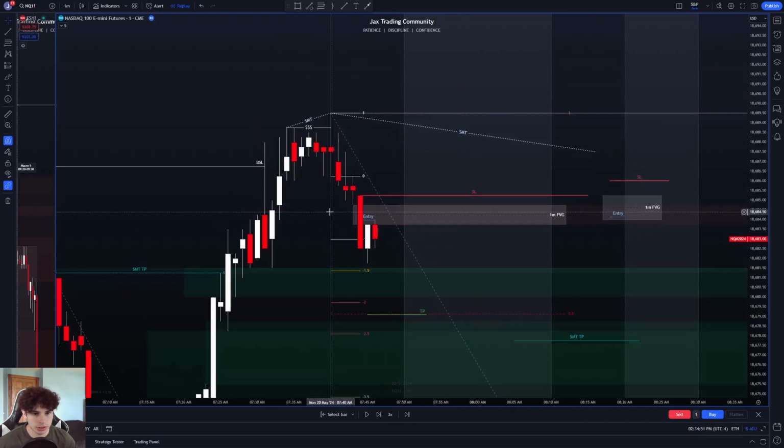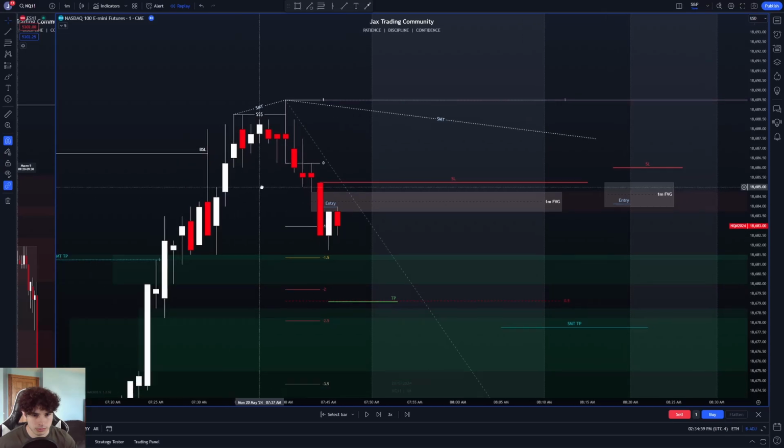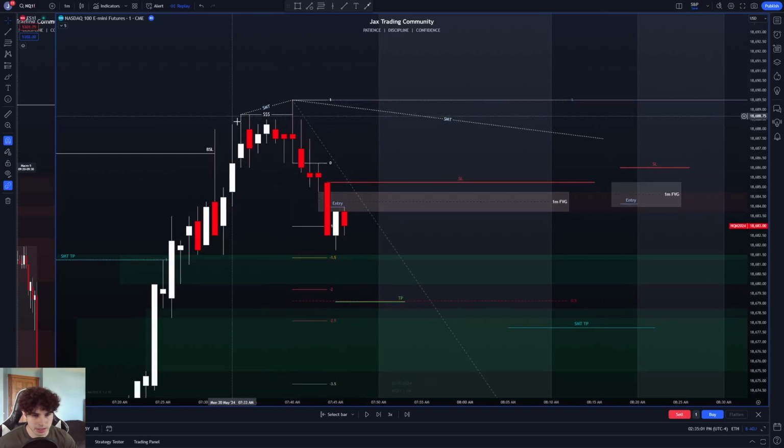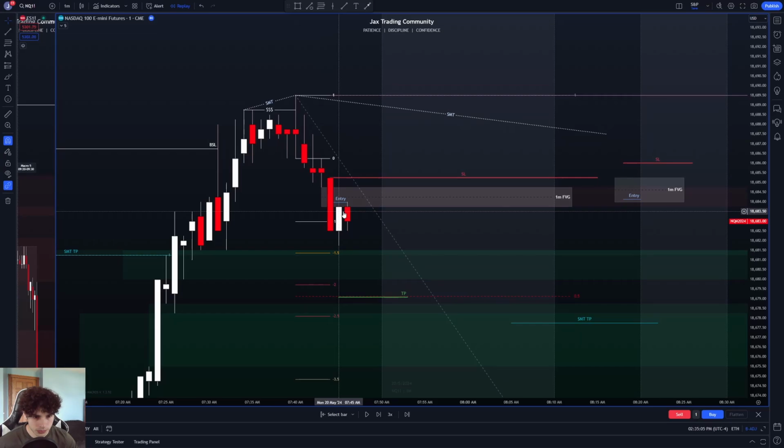So now looking into an entry, I want to see us go into a fair value gap, because this would be turtle soup. Manipulation of these highs, forming SMT after external is swept. We have displacement down respecting this SMT. We have a fair value gap here. Here could be your entry.